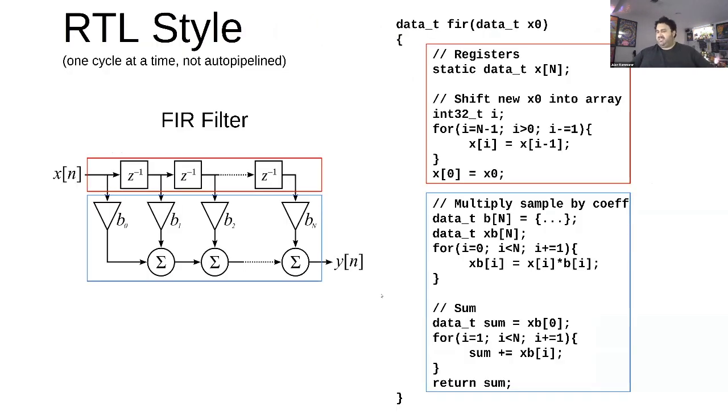All right, so getting some more real world examples here. This is a finite impulse response filter. Fun for any DSP folks in the audience, but generally what's going on is a sliding window.